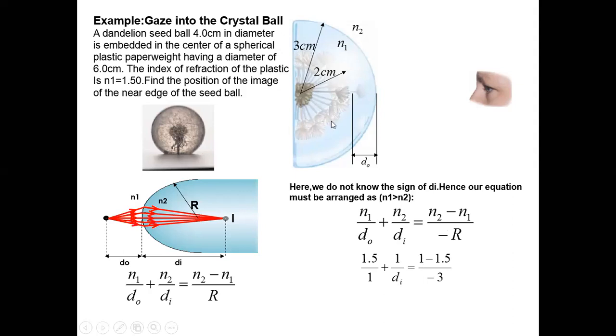So again, it goes from plastic to air, so it's 1 minus 1.5 over -3. Why -3? Because the radius over here is taken as -3. That's how you get the -3 radius. And when we apply this, we find the image of the near edge of the seed ball at -0.75 centimeter.